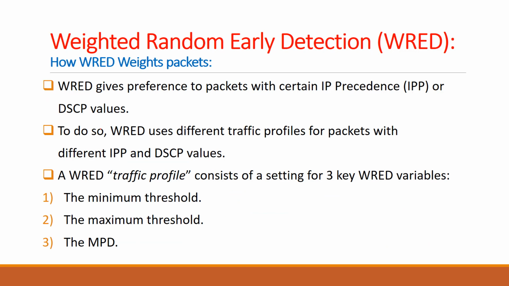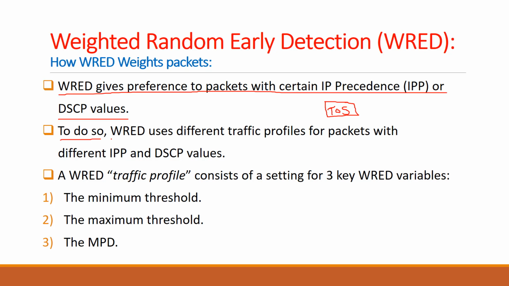So how does WRED weight packets? WRED gives preference to packets with certain IP precedence or DSCP values. And in the first video of Quality of Service part 1, we demonstrated what the IP precedence and DSCP values are, when we discussed the marking field, type of service, QoS. We determined the number of bits for IP precedence and the number of bits for DSCP, and we listed all the values.